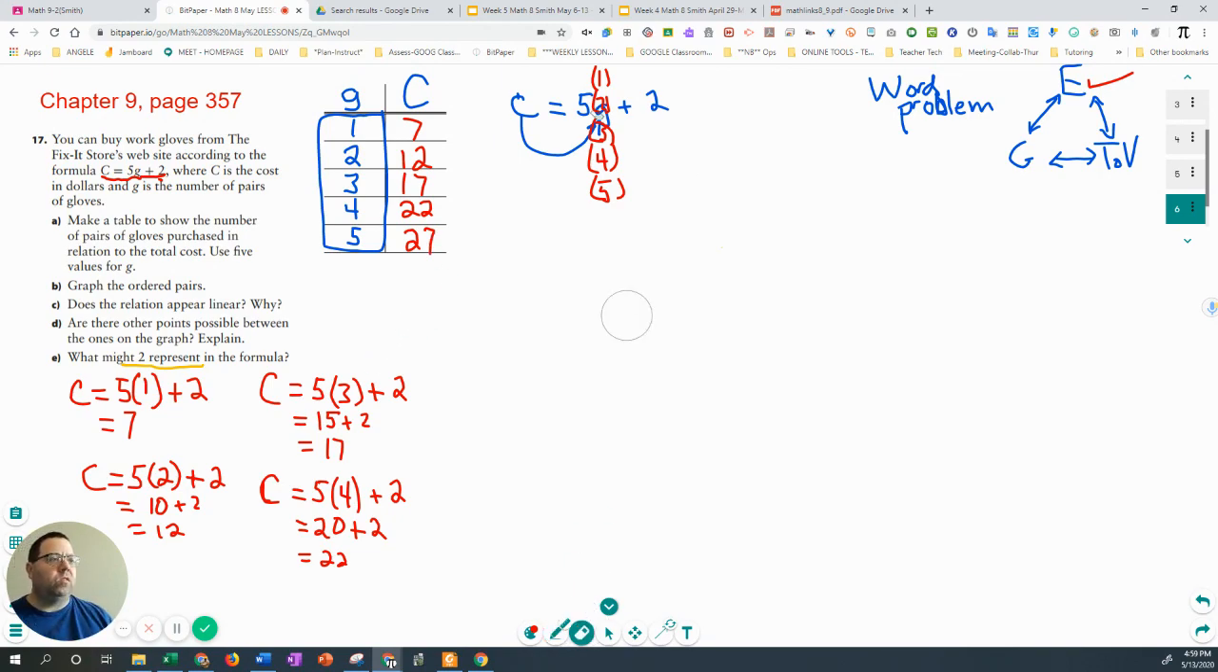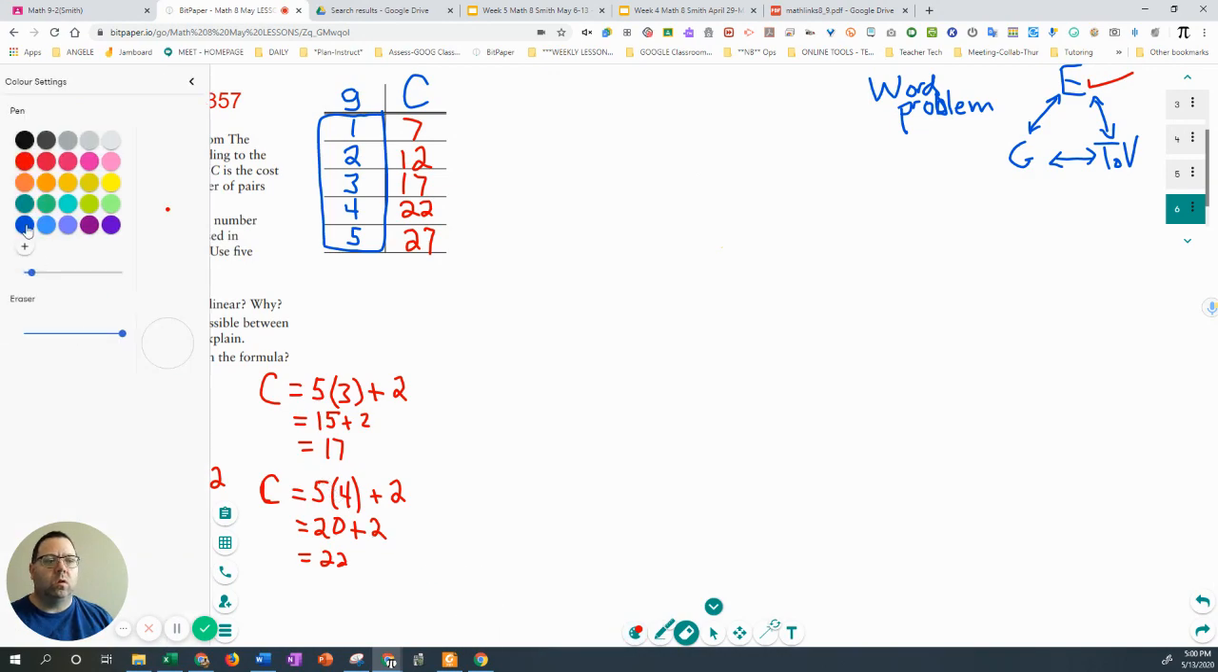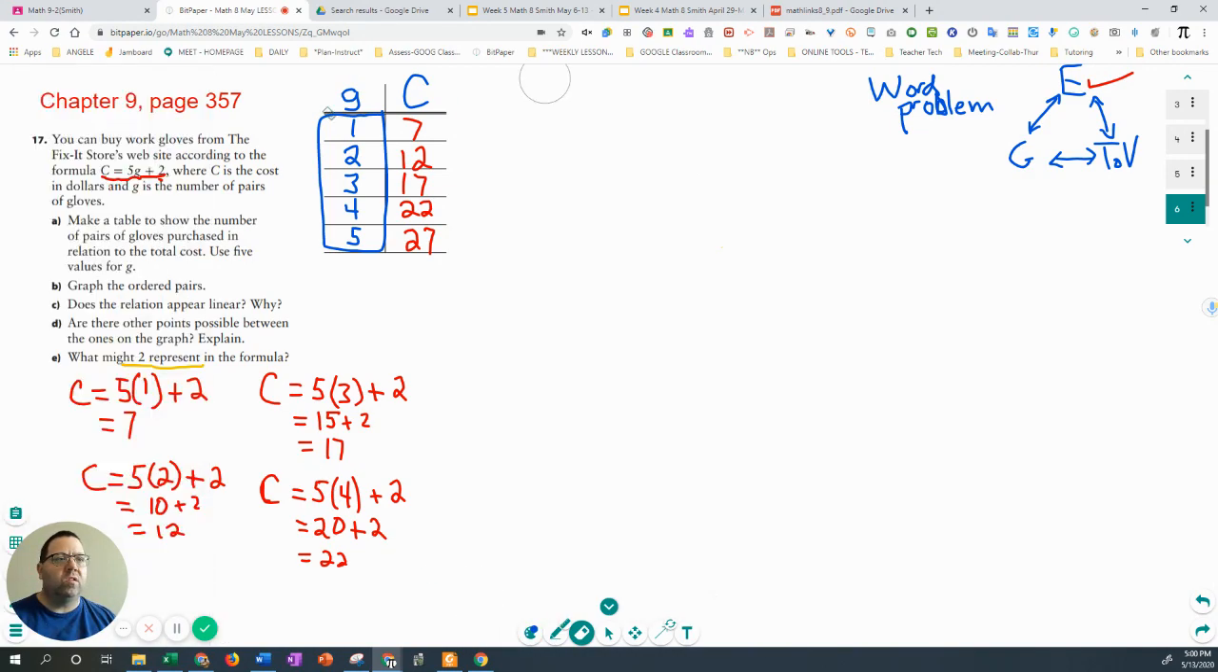I'm just going to erase this part here because I know I've got a little wonkadoodle. And I'm just going to go back to blue. Okay. So again, what's the formula? The formula was the cost, the total cost that you're spending in terms of your money, is equal to 5G plus 2. And now we did a table of values, okay? And yes, we obeyed the instructions. We used 5. Graph the ordered pairs, all right?